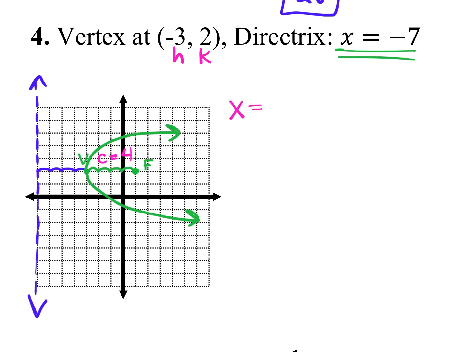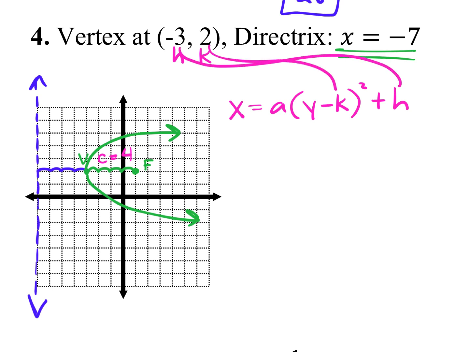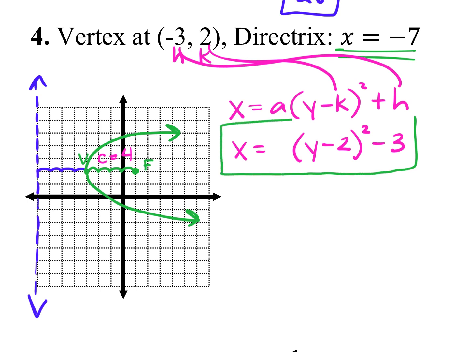So x equals a times y minus k squared plus h. We know our h, we know our k. So if you want to plug those in right now, you can. We don't know a, so leave that alone. Is it y plus or minus here? Minus, yes. Minus 2, right? It's minus your k value. Y minus 2 squared, plus or minus here? Plus your h value. So plus a -3 would be minus 3. If it were negative 2, it would be plus 2, right? Yes.